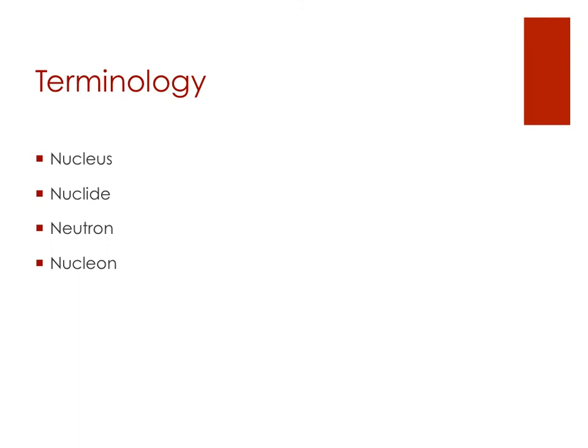Okay, so there are a lot of words here that start to sound very similar. The nucleus is the little thing in the middle of the atom where the protons and neutrons are. Nuclide is a very specific type of nucleus of an atom with a specific number of protons and neutrons. The neutron is just a particle inside that nucleus that has no charge. And finally, nucleon is the name for any kind of particle that can be found inside a nucleus.